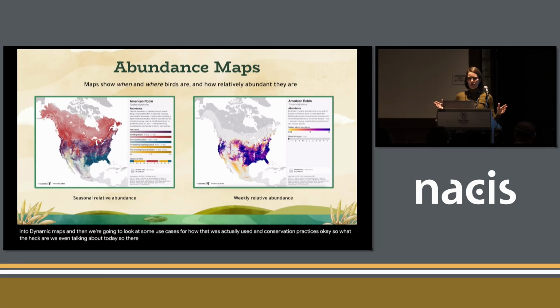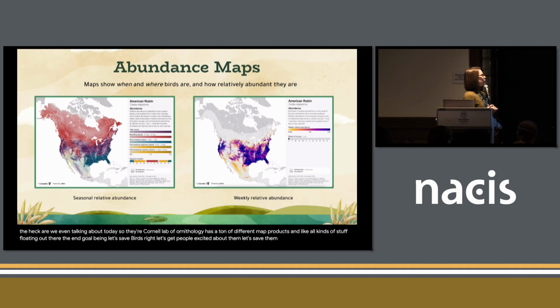The Cornell Lab of Ornithology has a ton of different map products floating out there. The end goal being, let's save birds, right? Let's get people excited about them. To take a step further back, we have this thing called eBird. People who like to birdwatch go out and submit checklists of the birds they're seeing, how many, and where. So we have over 1 billion bird observations.